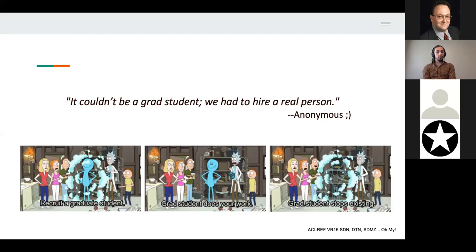It helps a lot, especially when you have people who are confident and who used HPC before. Now, this quote that you see on this slide: it couldn't be a grad student, we had to hire a real person. This was said in 2016. The person who said it might be here. I'm not going to say names, but it was funny. And it's reality. Many research groups who run their own little HPC clusters end up hiring a graduate student.